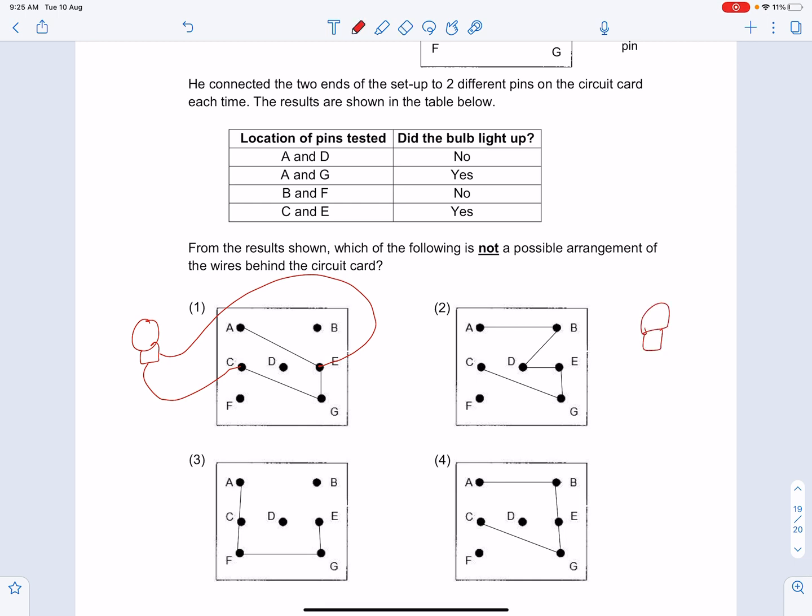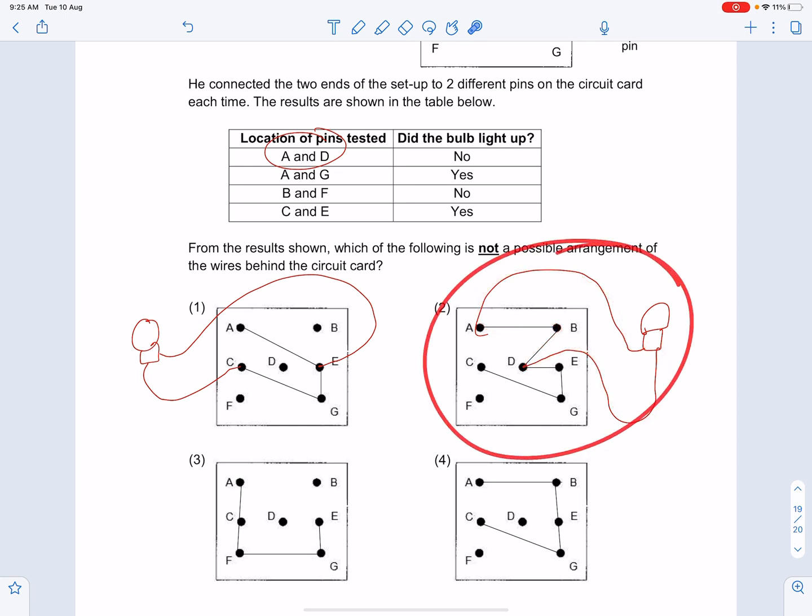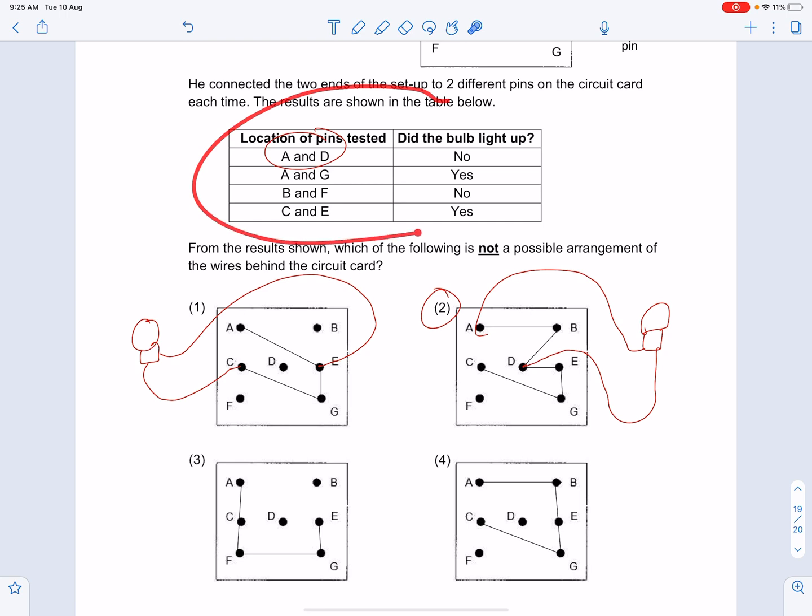The first one is A and D. Straight away, I realized that this is already wrong. Why? Because it is a complete circuit, so it should light up with this circuit, and therefore the answer is actually 2. This is not a possible one because it did not tally with my table.